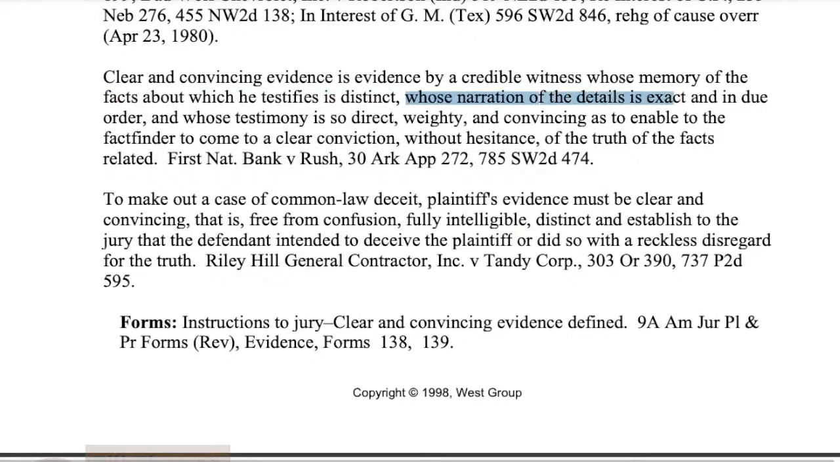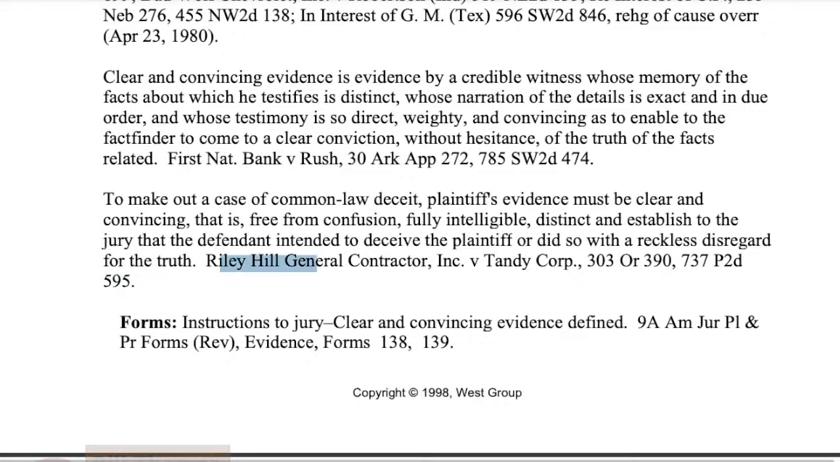Whose narration of the details is exact and in due order, and whose testimony is so direct, weighty, and convincing as to enable the fact finder to come to a clear conviction without hesitance of the truth of the facts related. To make out a case of common law deceit, plaintiff's evidence must be clear and convincing, that is, free from confusion, fully intelligible, distinct, and established to the jury that the defendant intended to deceive the plaintiff or did so with a reckless disregard for the truth.